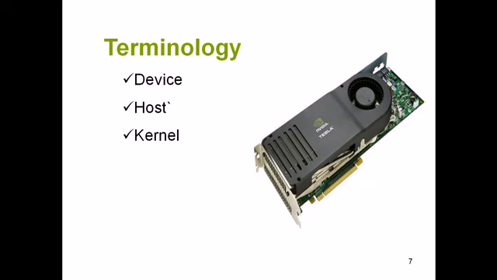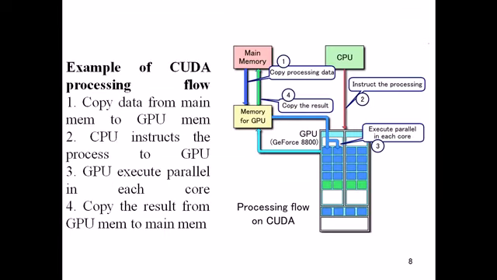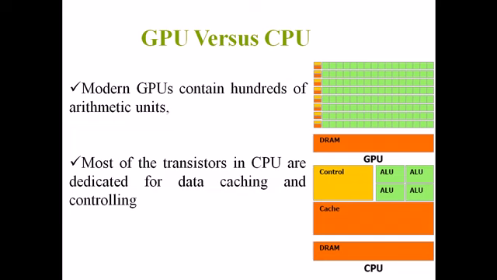Terminology: there are three terms used in our project: device, host, and kernel. Device stands for GPU, host stands for CPU, and kernel stands for function. Example of CUDA processing flow. First of all, the data from main memory is copied to GPU memory. Then the CPU instructs the process to the GPU. The GPU executes this process in parallel in each core, and the result is copied back to the main memory.